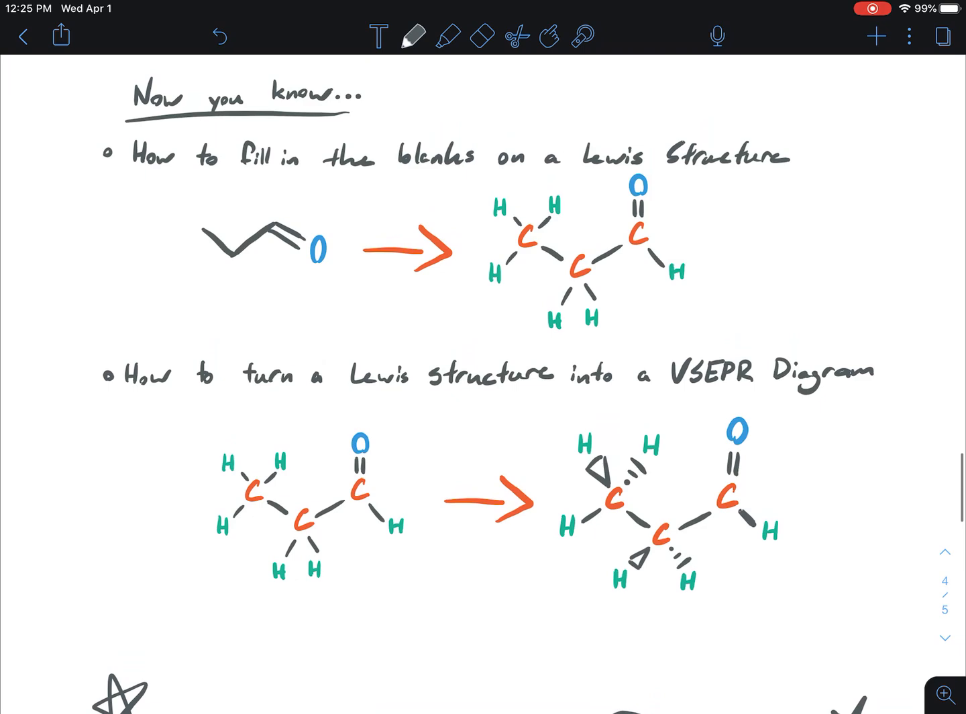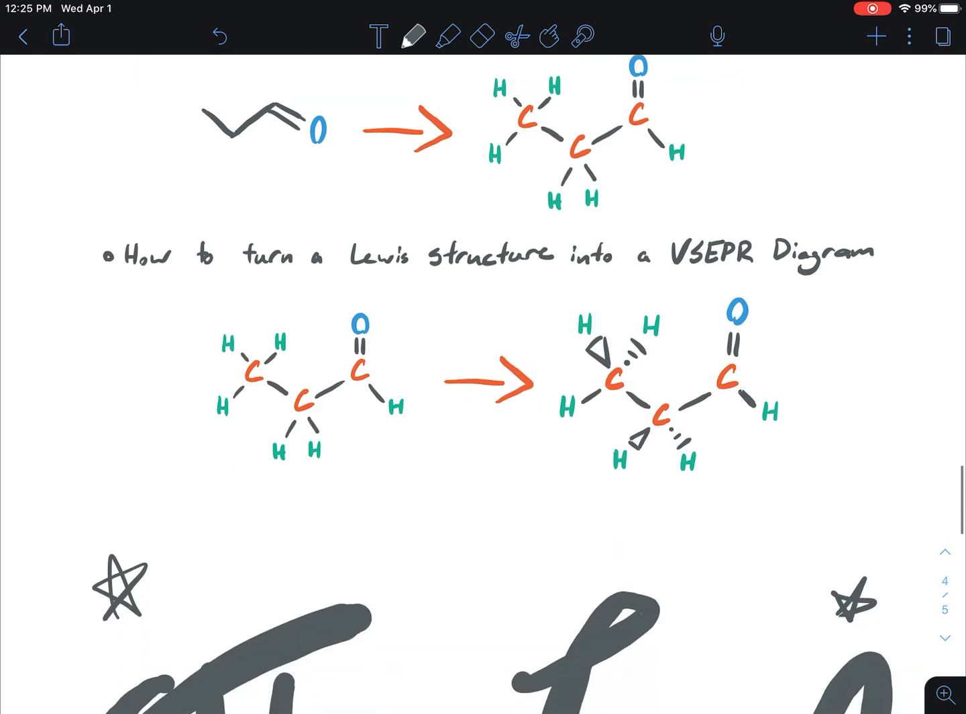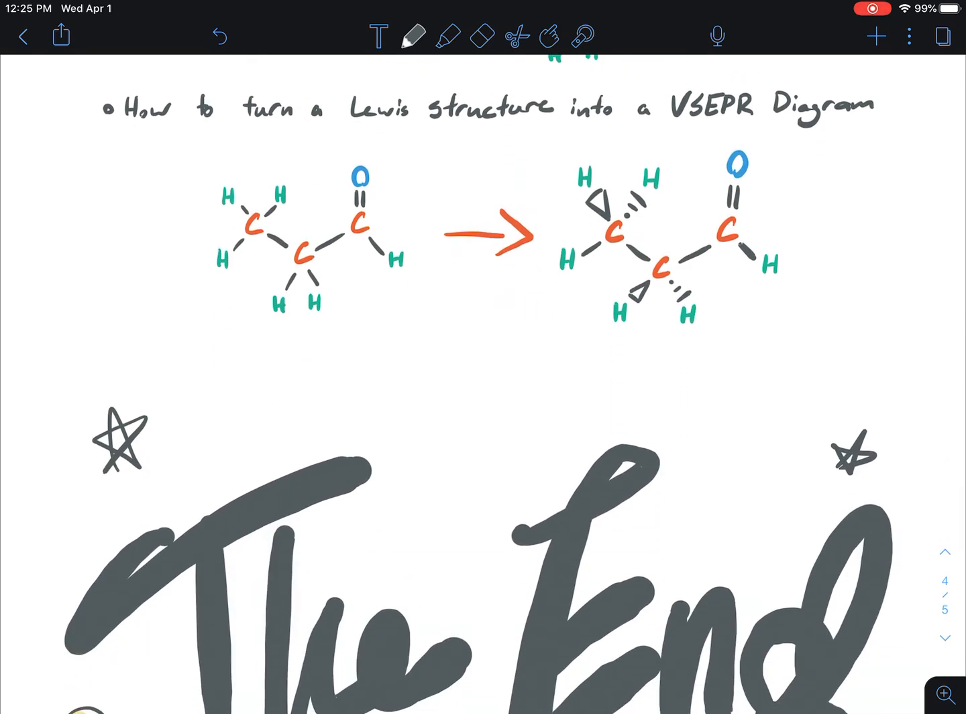So now we know how to fill in the blanks on a Lewis structure and use the information that we weren't given, and how to turn a Lewis structure into a VSEPR diagram, like so.